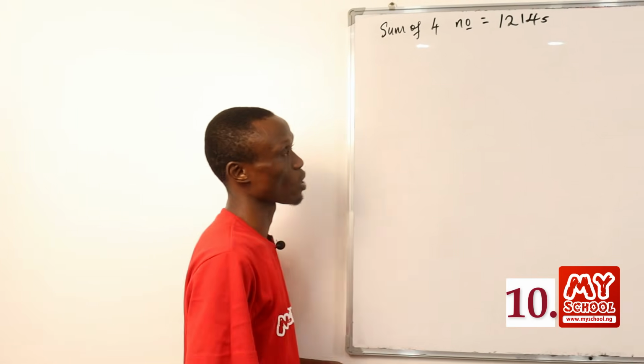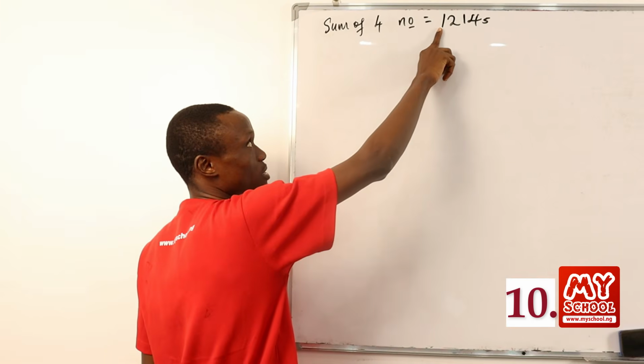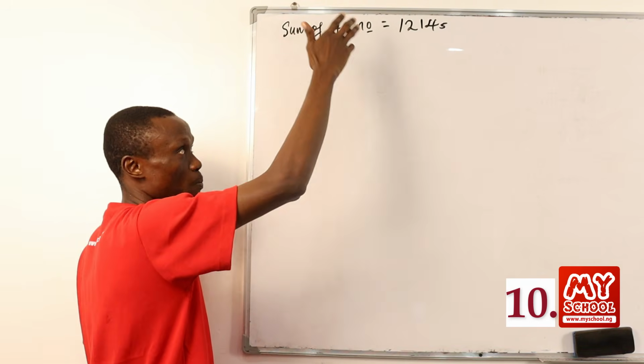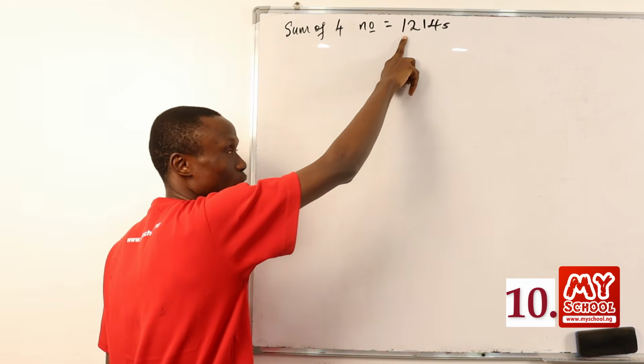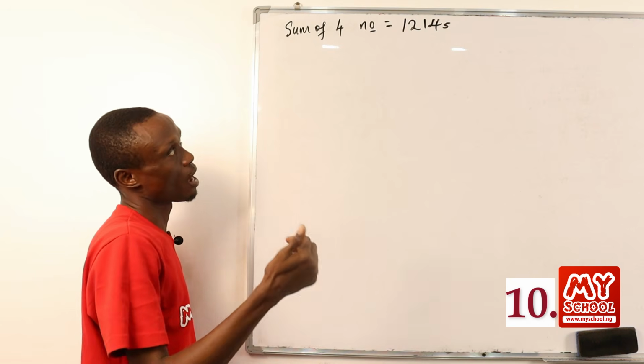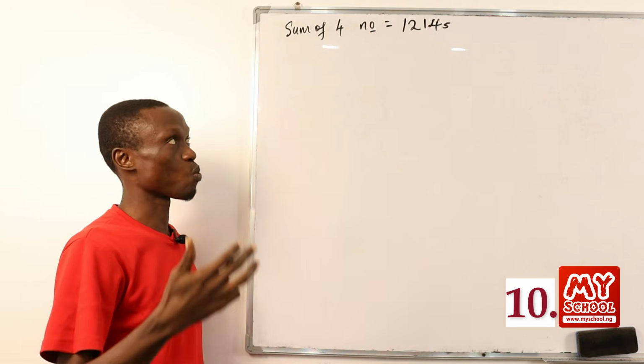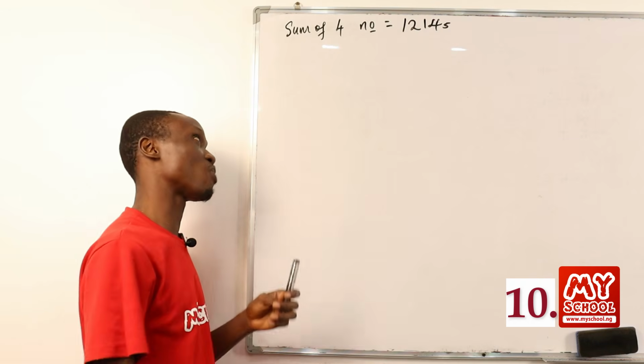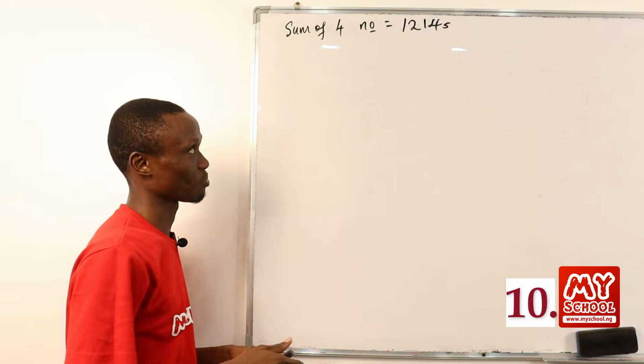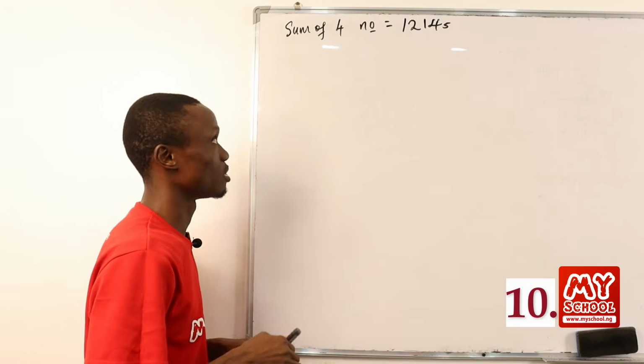First of all, we have to convert this number that is given to us, that is the sum of those 4 numbers, to base 10. And after we've converted them to base 10, then we can look for the average. Once we get the average, then we can convert it back to base 5. That's just how to approach this question.